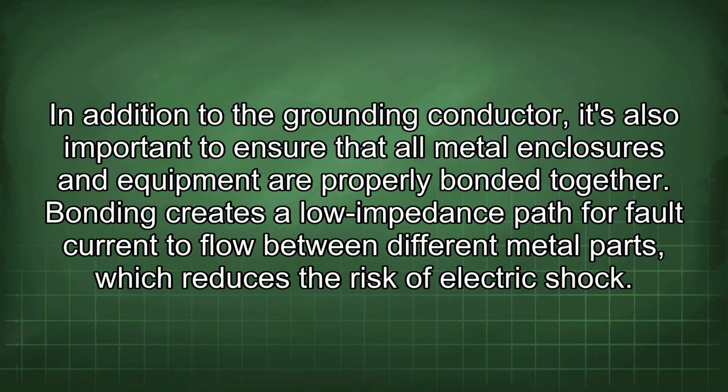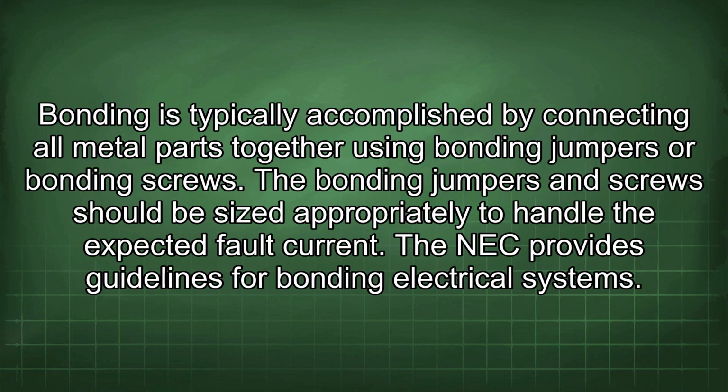In addition to the grounding conductor, it's also important to ensure that all metal enclosures and equipment are properly bonded together. Bonding creates a low impedance path for fault current to flow between different metal parts, which reduces the risk of electric shock. Bonding is typically accomplished by connecting all metal parts together using bonding jumpers or bonding screws.